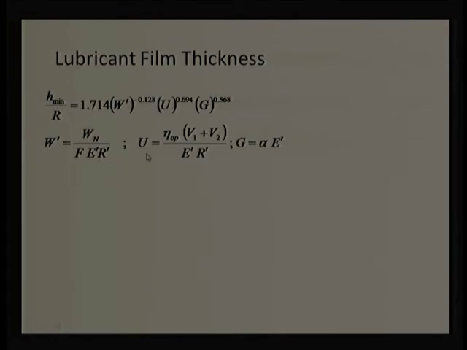When coming to the velocity parameter, we say that it is depending on the viscosity. It is depending on the velocities, the summation of velocities. Again, it is also depending on the E prime and R prime. Finally, the material parameter depends on the pressure viscosity coefficient and E prime, the effective Young's modulus. So, we need to account for these factors.